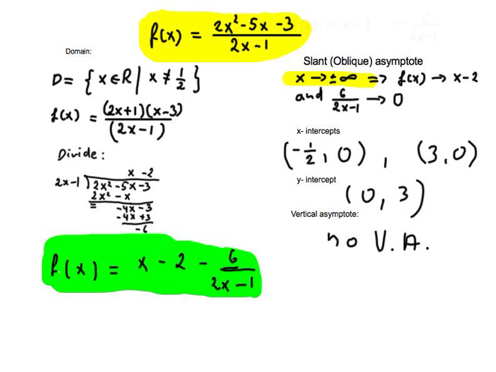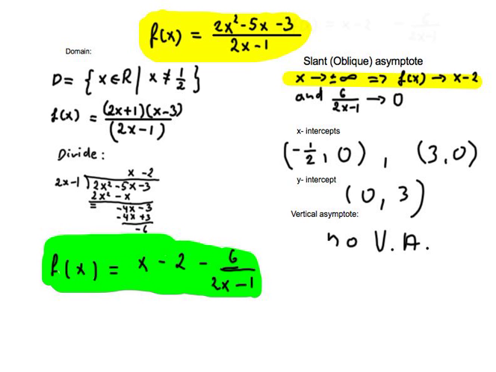As x is approaching positive or negative infinity, f of x will be approaching x minus 2. So this indicates that there is a slant asymptote here. So this graph has no horizontal asymptote, but it has a slant asymptote, also called an oblique asymptote. So remember, when the degree of the numerator is greater than that of the denominator, and the difference in degree is 1, there is no horizontal asymptote. Okay, so no horizontal asymptote.